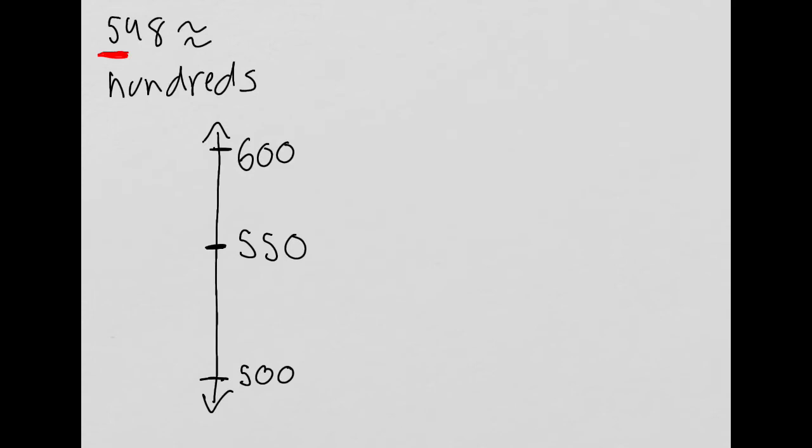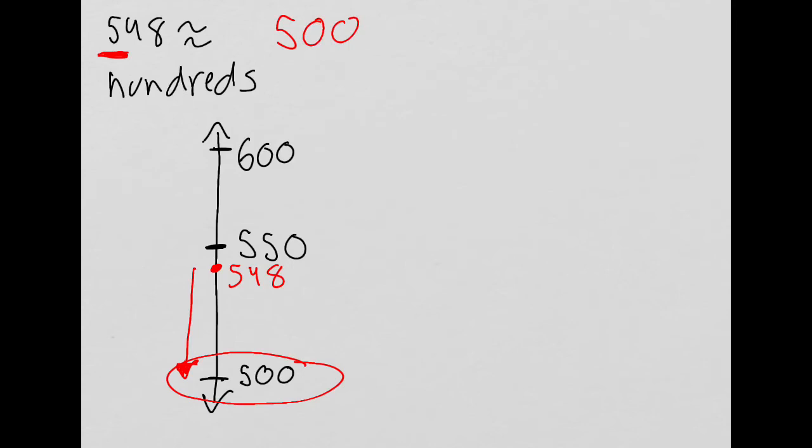So with 550 as my midpoint, I can look at my whole number of 548 and see if it's going to go below or above. 548 is less than 550. Pretty close, though. So it's going to be right underneath, but it's under, so I'm going to round down. So my answer is 500. 548, rounded to the nearest hundreds place, is 500.